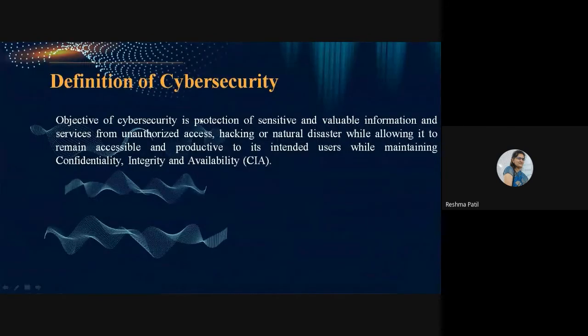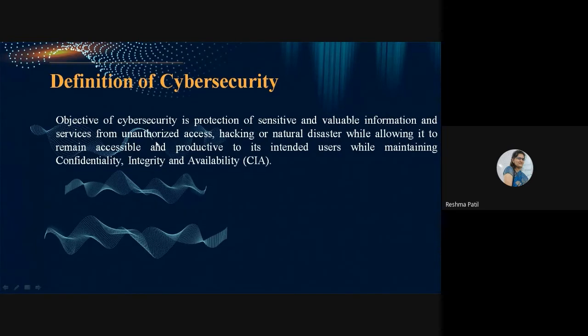The objective of cybersecurity is protection of sensitive and valuable information and services from unauthorized access, hacking, or natural disaster, while allowing it to remain accessible and productive to its intended users, while maintaining confidentiality, integrity, and availability.